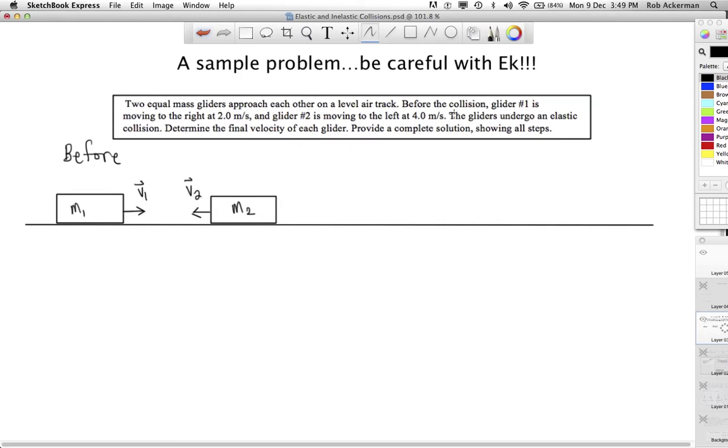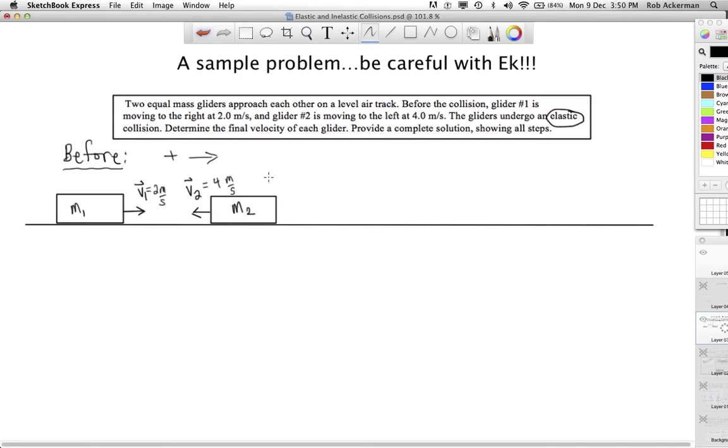Okay. Before the collision, glider number 1 is moving to the right at 2 meters per second, so let's designate right as positive. This is 2 meters per second. Glider number 2 is moving to the left at 4 meters per second. Now they tell you that the collision is elastic, so this is important. Sometimes the question will tell you that the collision is elastic. In that case, great. You don't have to do any of the decision making yourself. What they ask for is to determine the final velocity of the gliders.